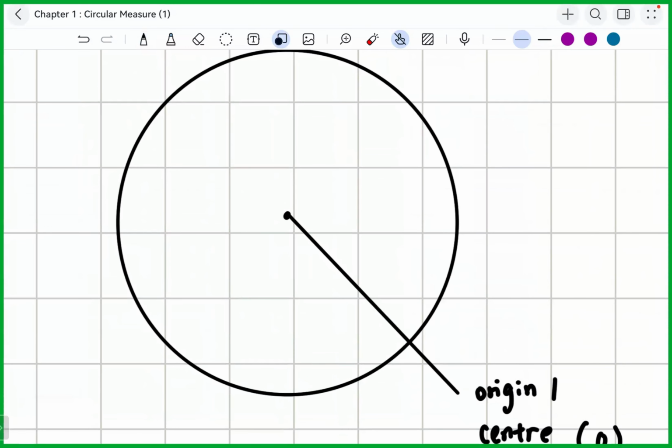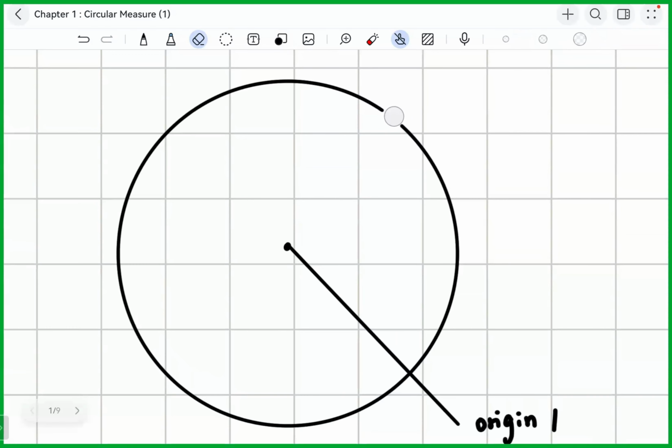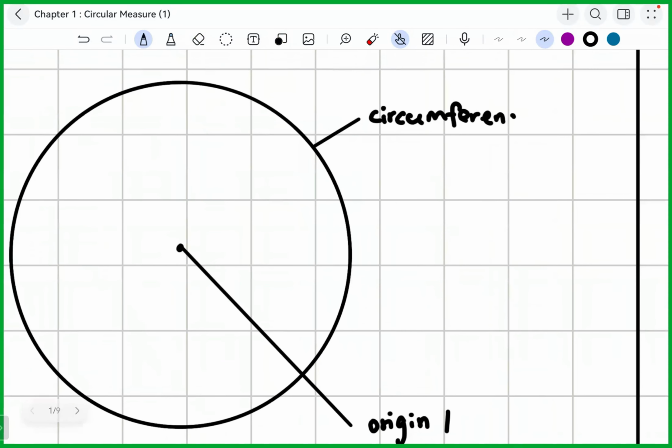So this one is the first part of the circle, and for the second part you have to know the outermost line of circle, which means the perimeter. The perimeter of the circle is known as circumference. So circumference is really the perimeter of the outermost line of circle, but I prefer to write perimeter.